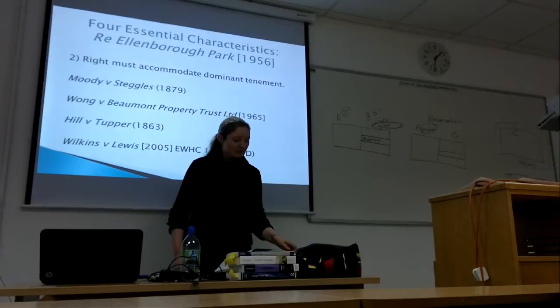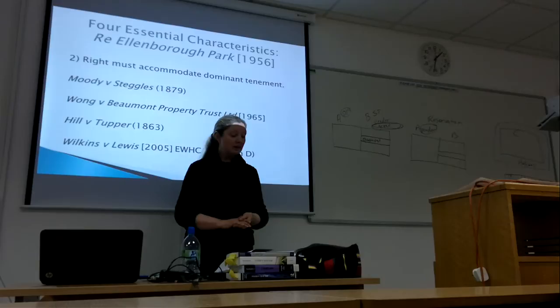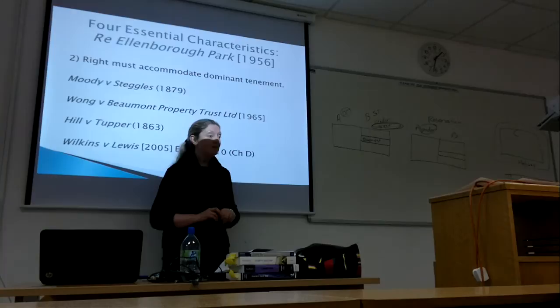Now, there's another example of an easement related to the business, but it was not recognised, and that's the case of Hill and Tupper. And this was where the tenant of land on a canal bank claimed that he had an exclusive right to put pleasure boats on the canal. And the defendant had also started putting boats on the canal. The tenant sued, claiming that he had an easement.